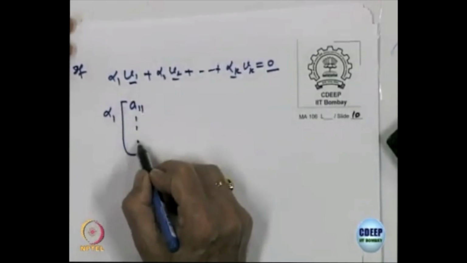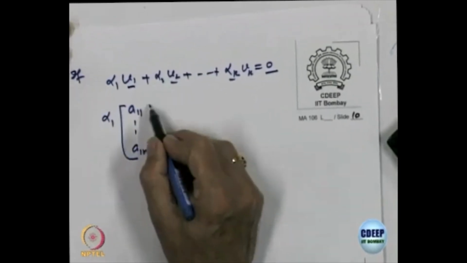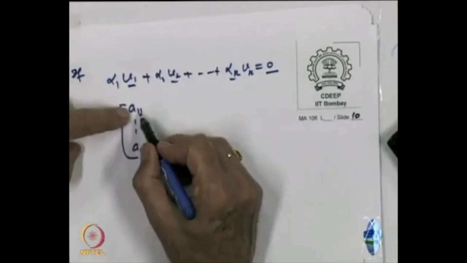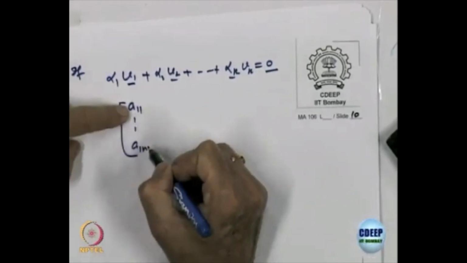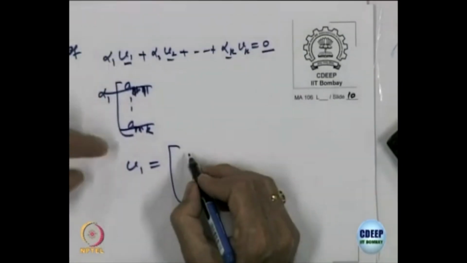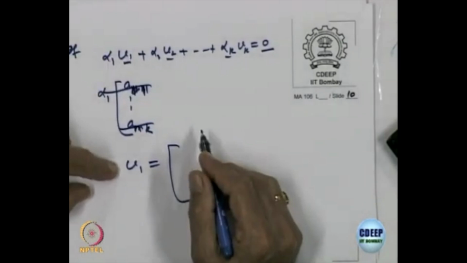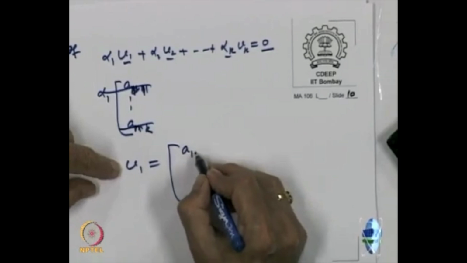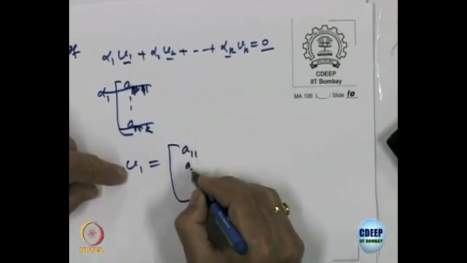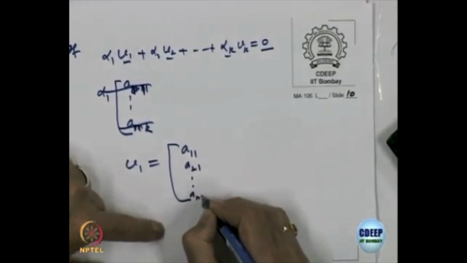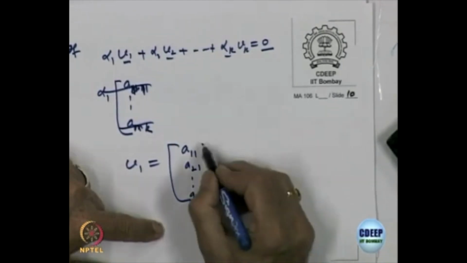A11, A1n, right, or probably I should write it the other way around. V1 has n components, right. Okay, let us write what V1 is. This is the first component of V1, so we write it as the first row A11, second row A21, and we have n, so An1, is it okay, right.